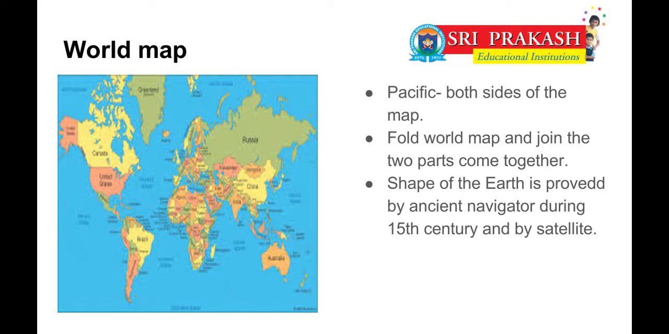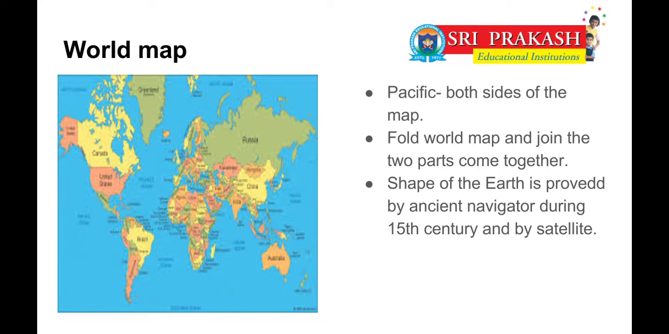Okay, so first, children, look at the image. What is the image? It is a world map. What are you observing in the world map, children? We can observe continents and oceans. How many continents are there? We have 7 continents and 5 oceans.